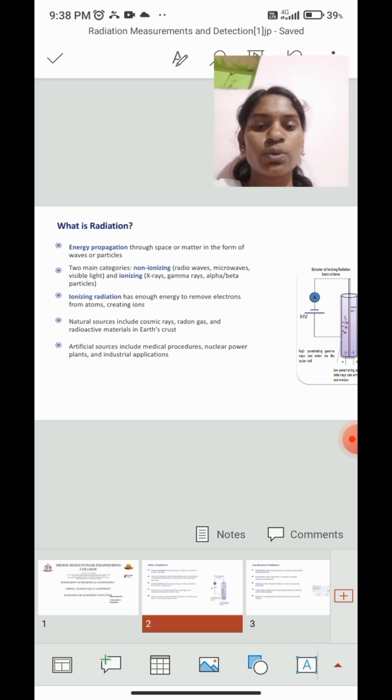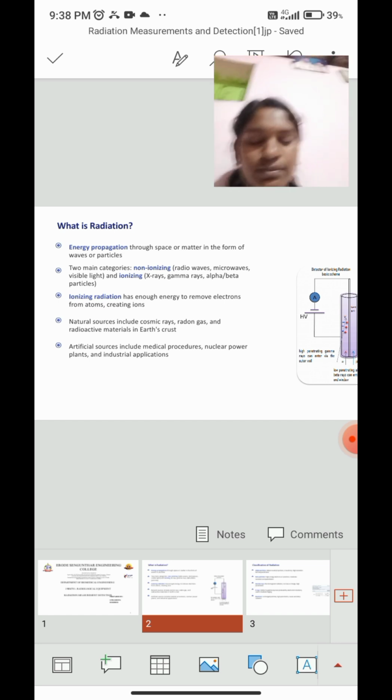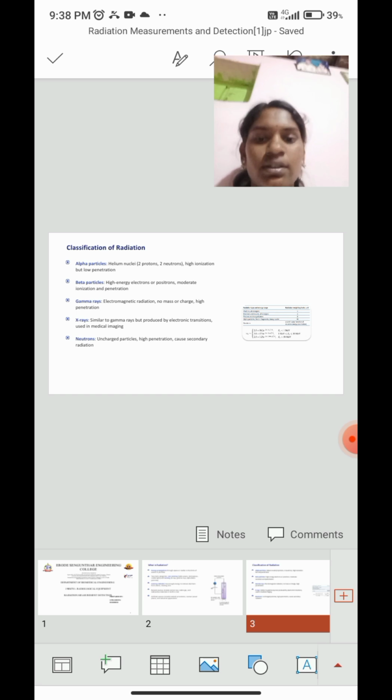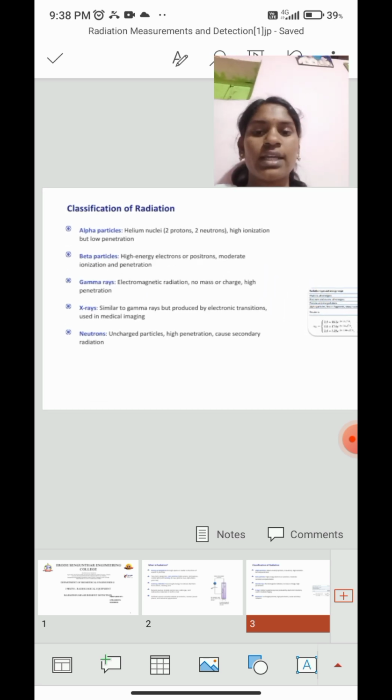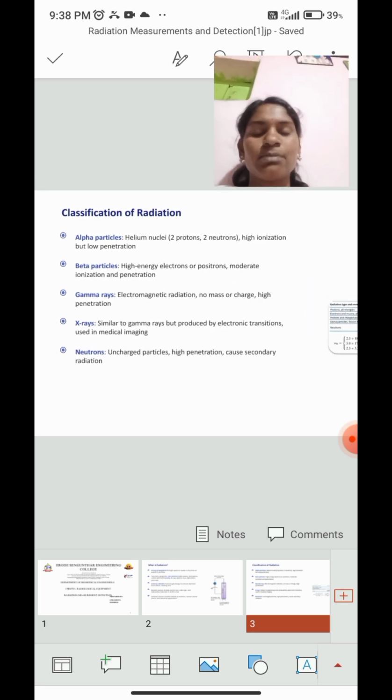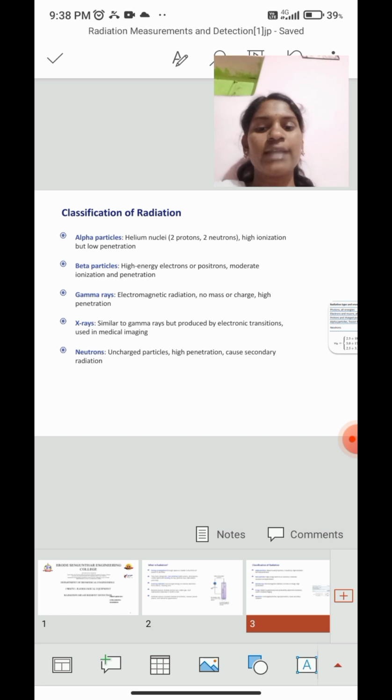Natural sources include cosmic rays, radon gas, and radioactive materials in the Earth's crust. Artificial sources include medical procedures, nuclear power plants, and industrial applications. Then the classification of radiation: alpha particles, beta particles, gamma rays, X-rays, and neutrons.